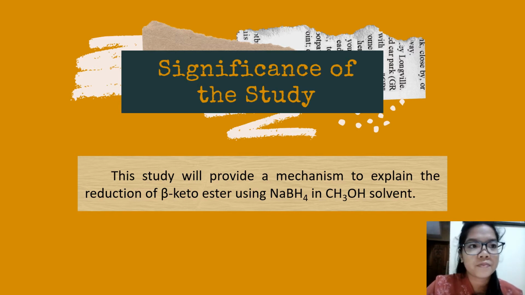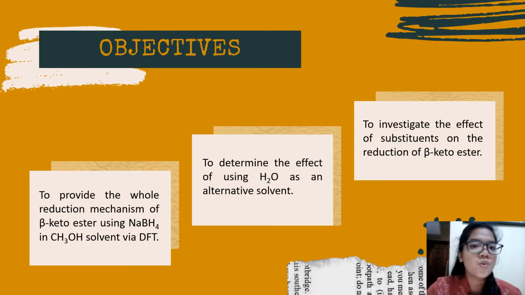The present study was undertaken to provide the whole reduction mechanism of beta-keto ester using sodium borohydride in methanol solvent via density functional theory, to determine the effect of using water as an alternative solvent, and to investigate the effect of substituents on the reduction of beta-keto ester.